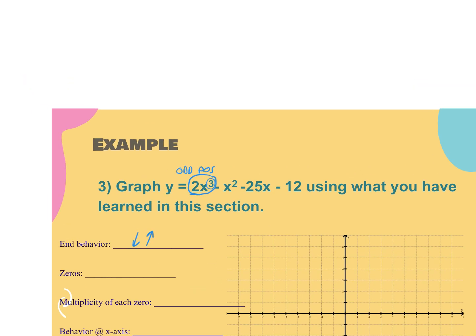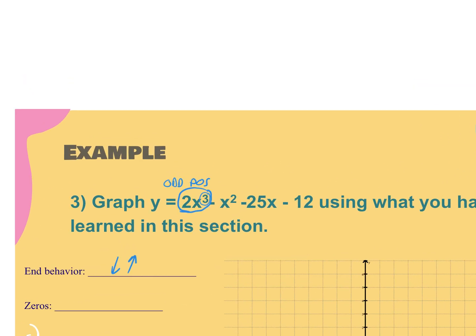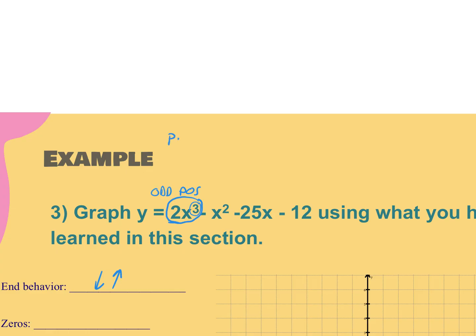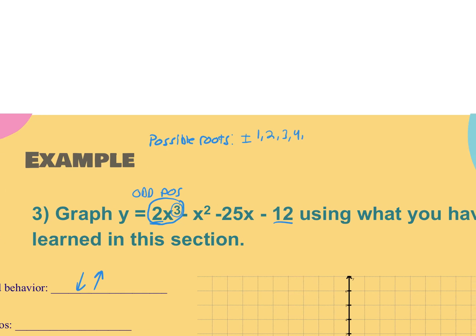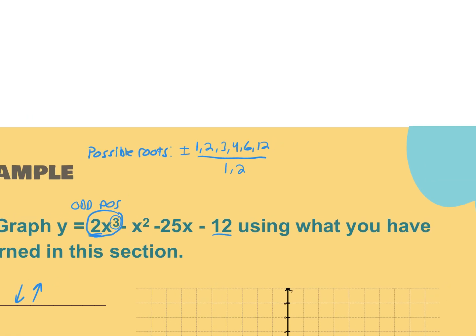To find our zeros, I do need possible roots, right? So I'm going to write that up here, possible roots. And your possible roots are going to be plus minus factors of the last over the first, right? So factors of 12 are going to be 1, 2, 3, 4, 6, and 12 over factors of the first, which are 1 and 2, all right? You can clean this up a little bit.